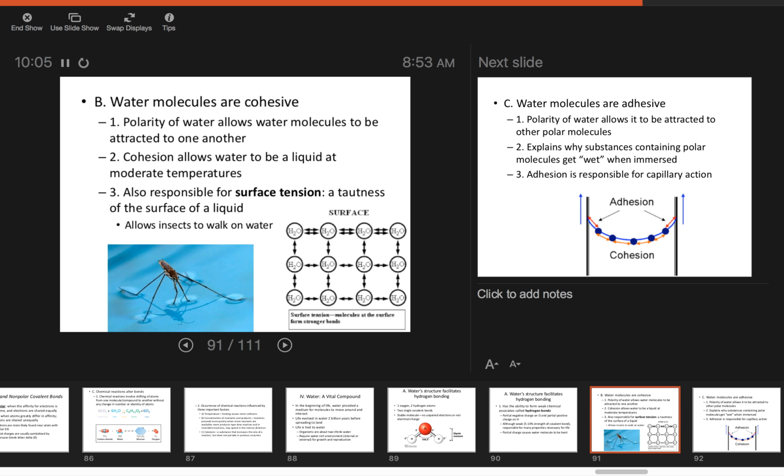And it's also responsible for surface tension. If you've ever seen water striders gliding on the surface of water, that's surface tension, the tautness of the surface of a liquid. What's going on here is that we have these hydrogen bonds associated with a bunch of other water molecules, and it's just strong enough to hold light things. Last year in biology, did Rourke ever make paper clips float? No?